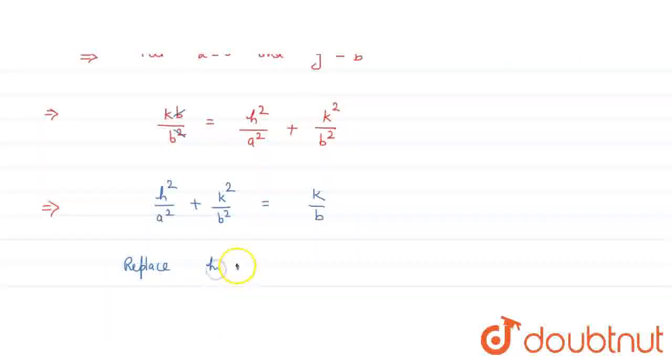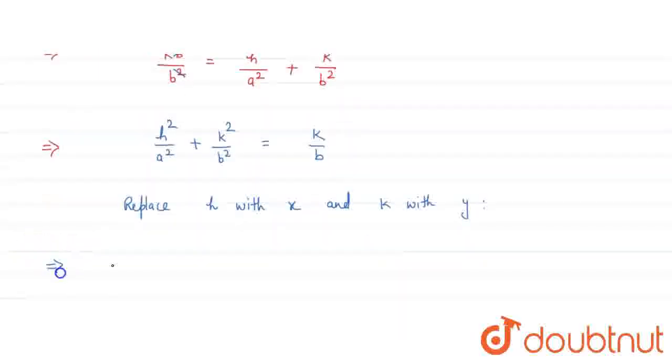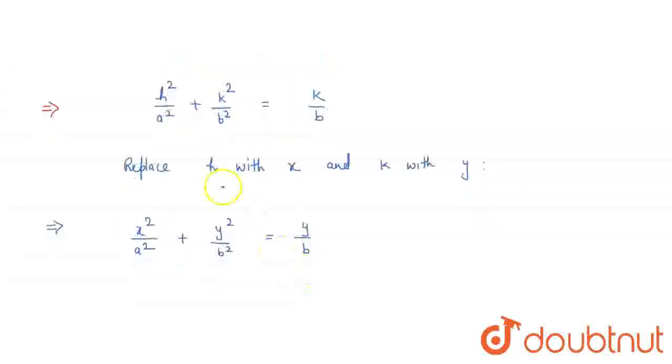Now what we do? Replace h with x and k with y. So we get x square upon a square plus y square upon b square is equal to y upon b.